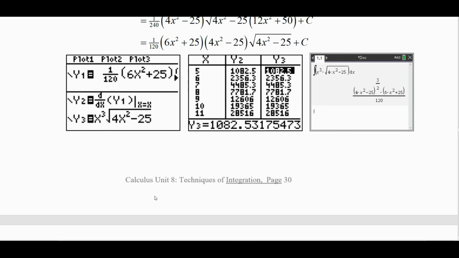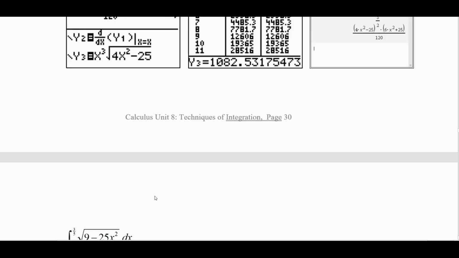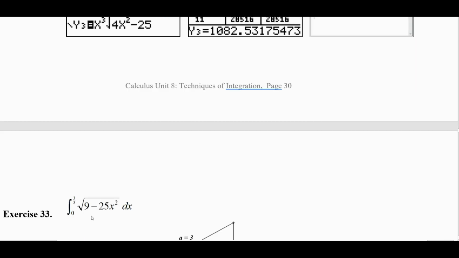All right, how about another one? How about a definite integral this time? The integral from 0 to 3/5 of the square root of 9 minus 25x squared dx. See if you can do it yourself. Come back when you've worked out your answer. Press pause now.